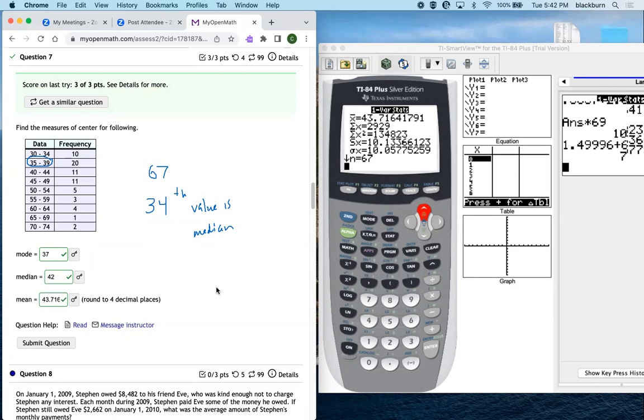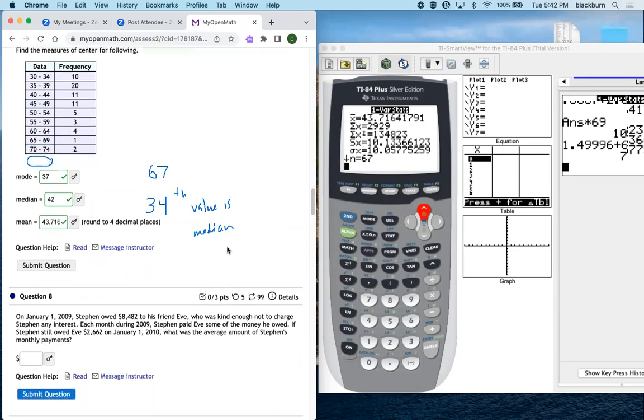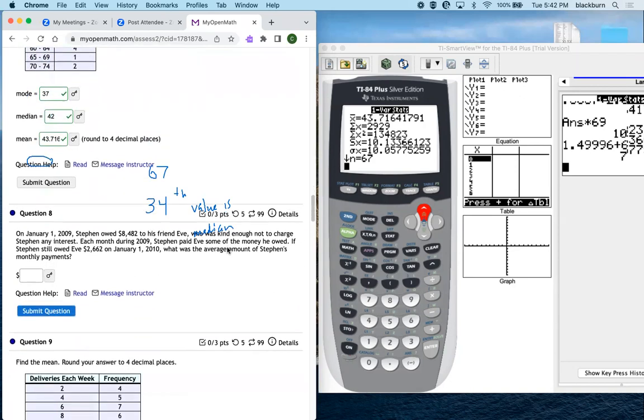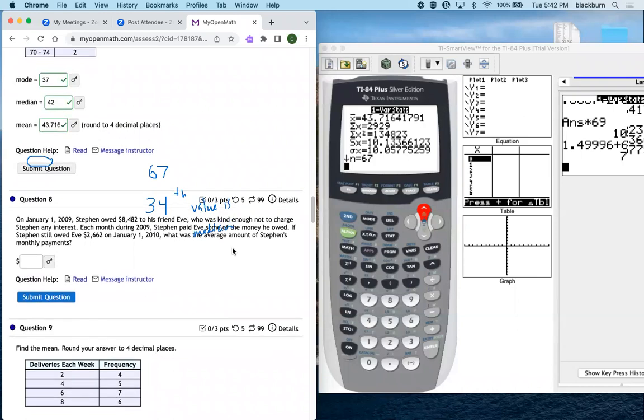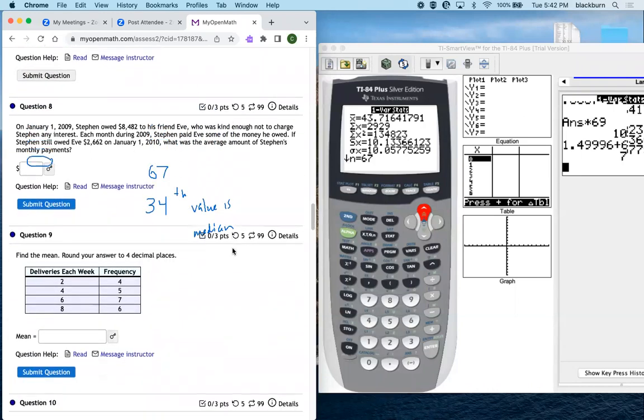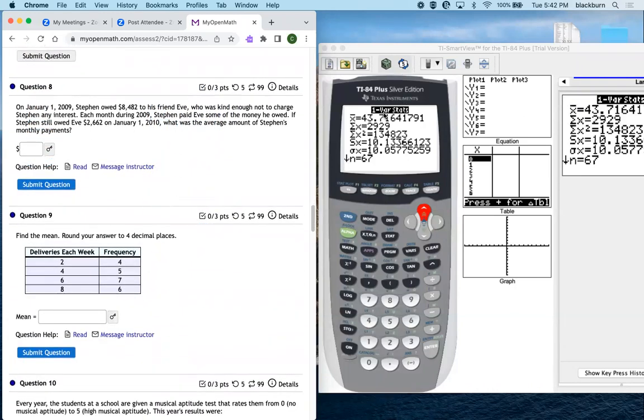What do you think? Questions on that one? All righty. What's this one all about? Stephen owed to his friend Eve. Oh, you guys figure that one out. That one's just common sense, right? We'll let you struggle with that a little bit. Let's take a look at the next one.